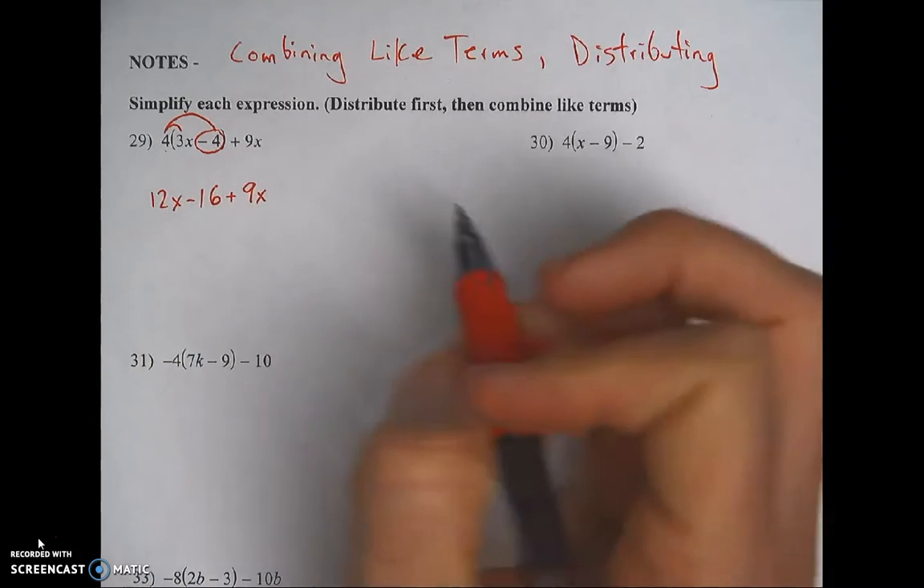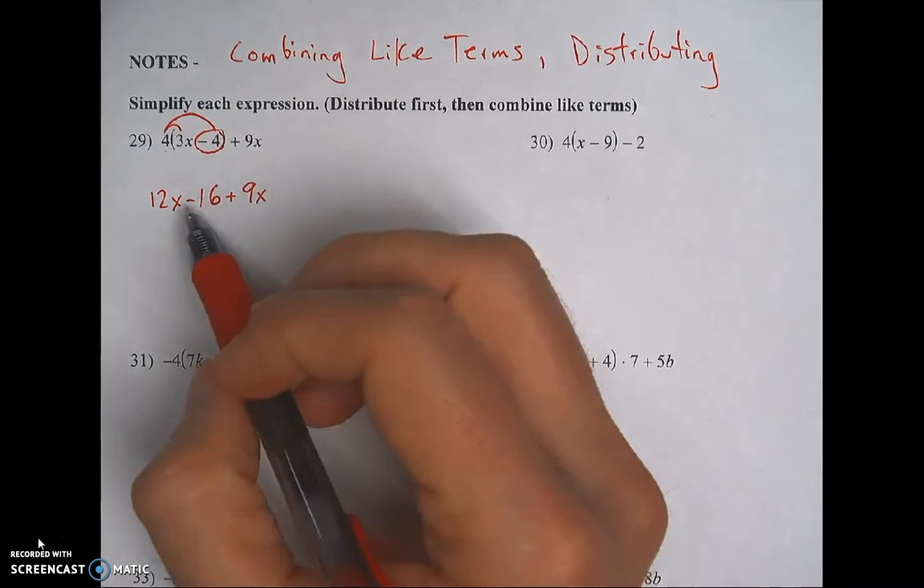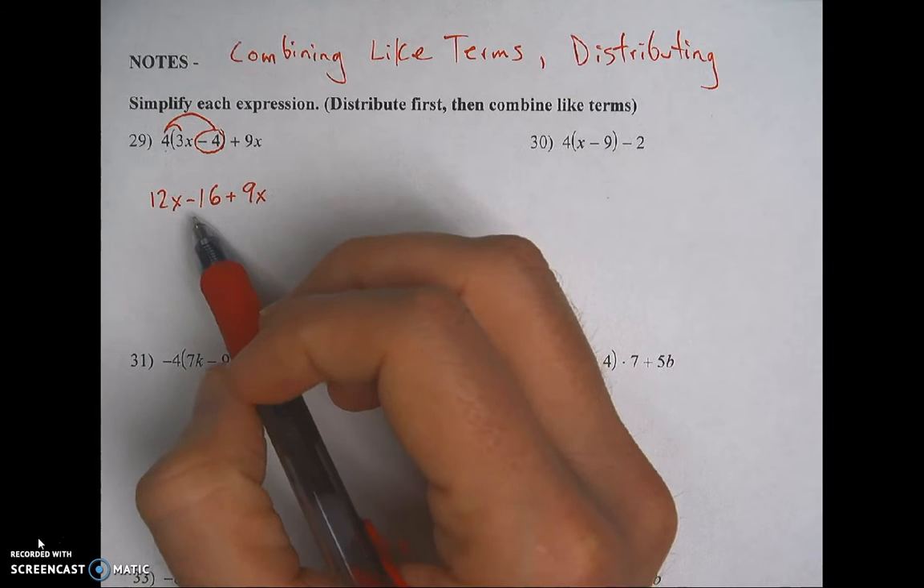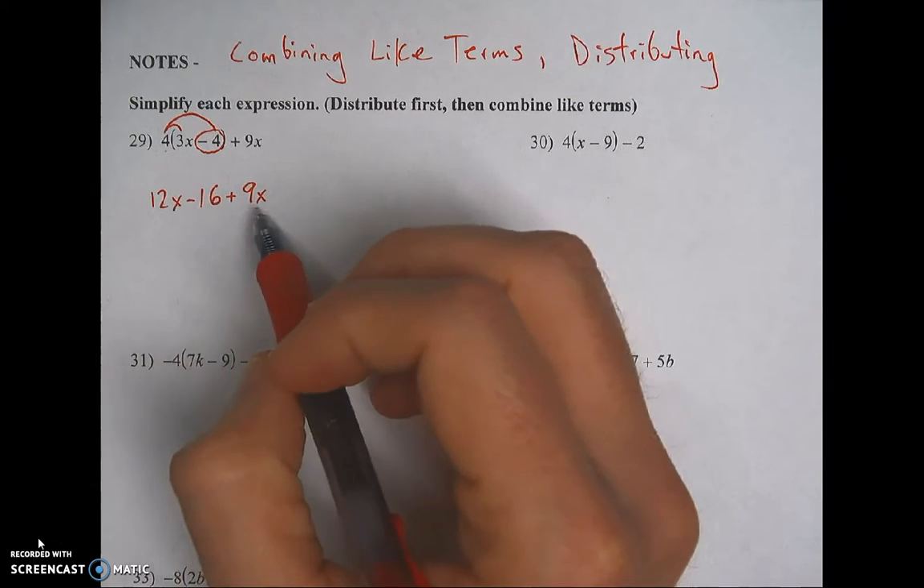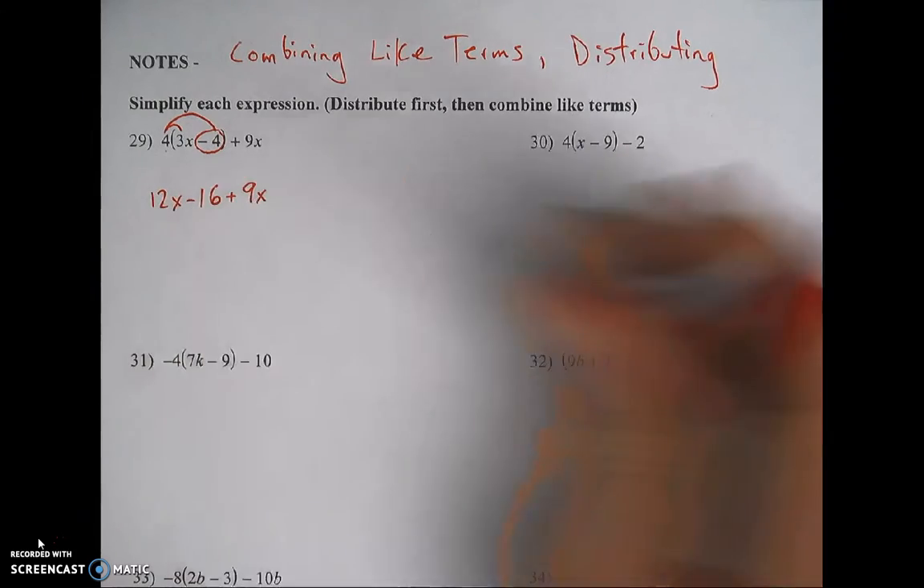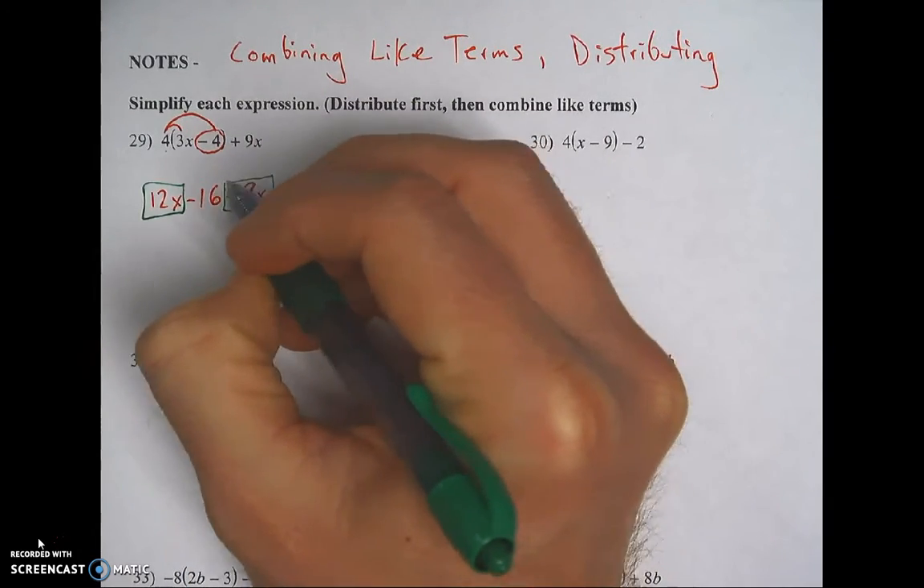All right, so now I have one more step. So I've distributed. Now I need to combine like terms. So every one of these problems is going to be different. Sometimes there's going to be more than one whole number to combine. Sometimes there's more than one term with the same variable. So in this case, I've got a 12x. And I've got a plus 9x.